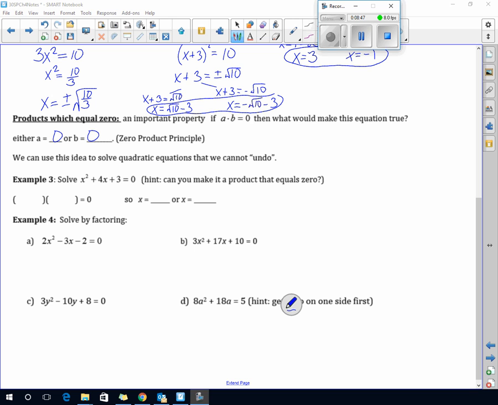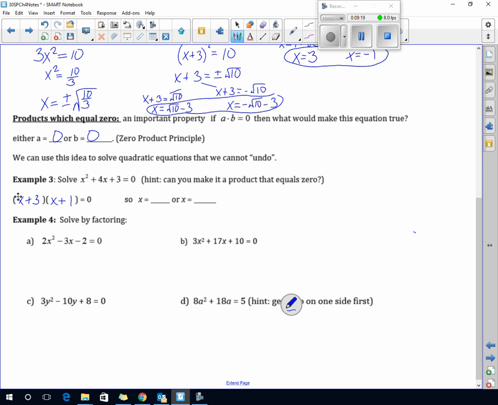Let's check. FOIL this out. Do I get x² + 4x + 3? Yes. So what is x equal then? How would I make it equal to 0? No, x + 3 would equal 0, and x + 1 would have to equal 0. So what does x have to equal? Not 3 and 1. It would have to be minus 3 and minus 1.